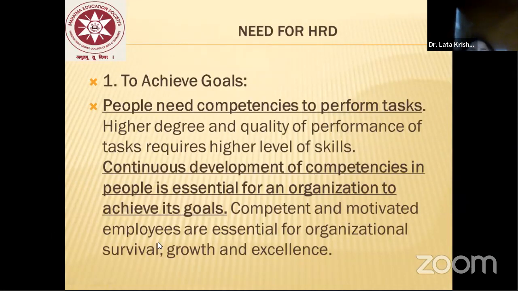So give them the skill and the knowledge to do a task. And this has to be done on a continuous basis, and it becomes the role and responsibility or the need for human resource. If you don't give them the skill, if you don't give people the knowledge, they will not be able to perform.